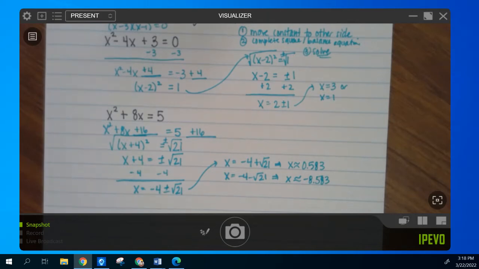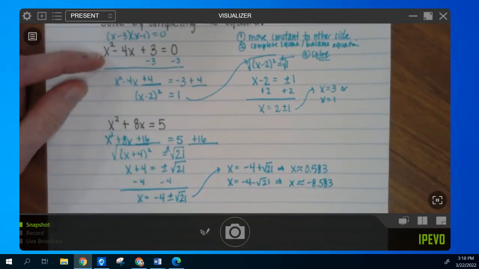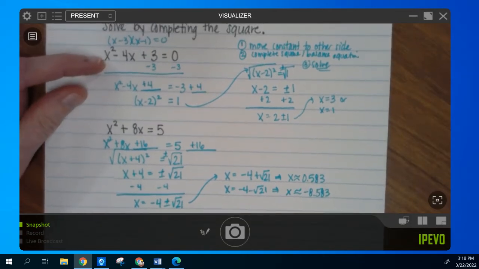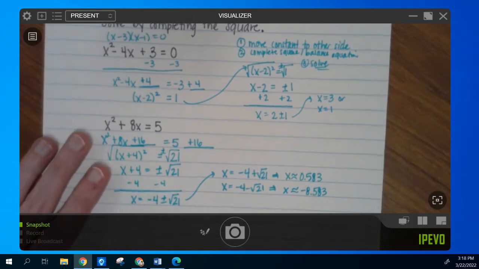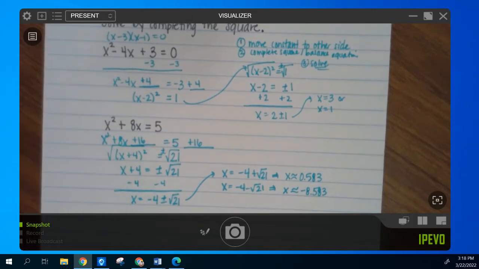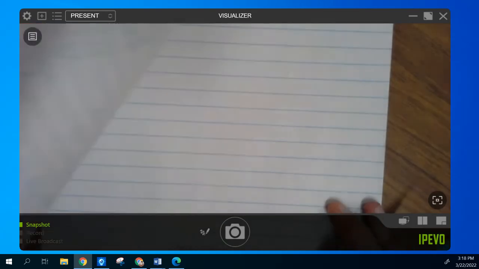So most of the puzzle worksheet is going to have you solve, and some of them will already be written in this format here. So you're going to have to boot the number to the other side and then complete the square. Some of them might be already set up for you in this format where you're just ready to jump in. And then there are a couple random problems on the puzzle worksheet that I wanted to make sure you understood how to do.